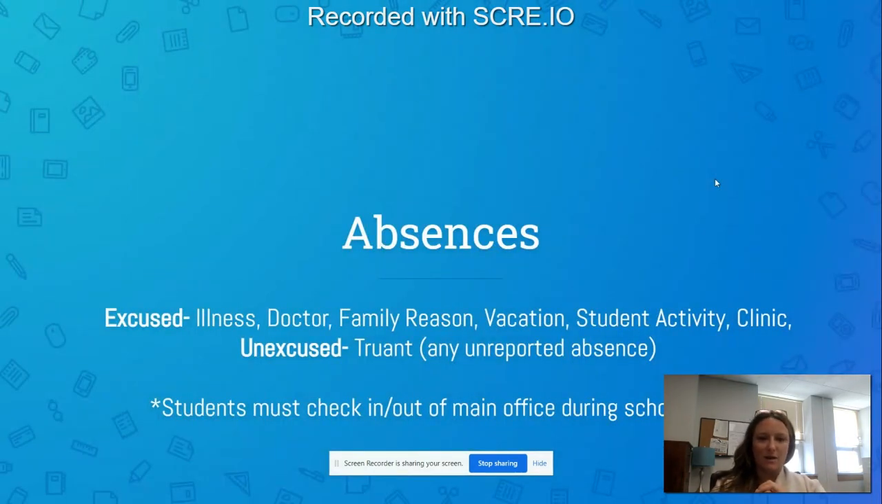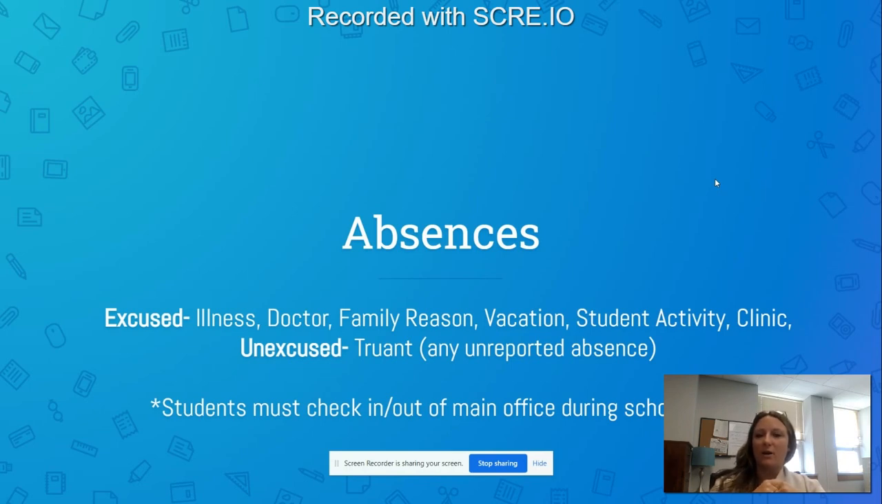The first thing is there are two types of absences: excused absences and unexcused absences. Excused absences are really any absence that your parent or guardian would call in and report or make known to us here in the main office. Examples could be illness, or a doctor or dentist appointment.